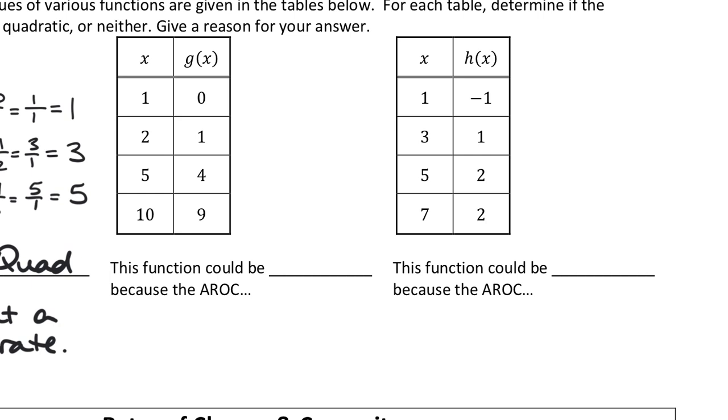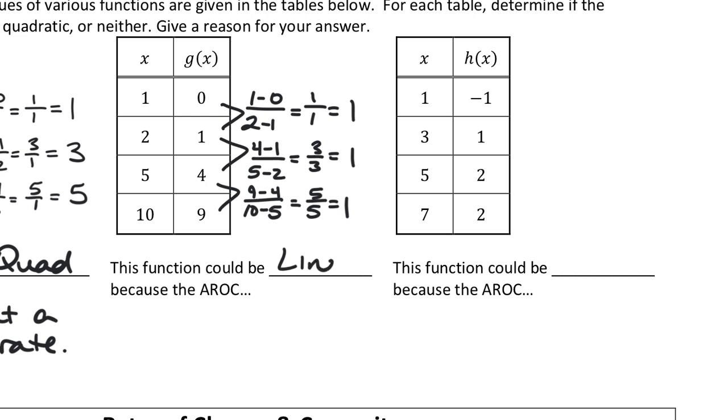For that center table, the function could be what? Linear. Why? The average rate of change is constant. It's the same number the whole time. Okay? We're going to try to avoid using the word "it" in this class. It's ambiguous. I need to know what we're talking about. Because when you say it is constant, I could be like, is the function constant? You're talking about the average rate of change.